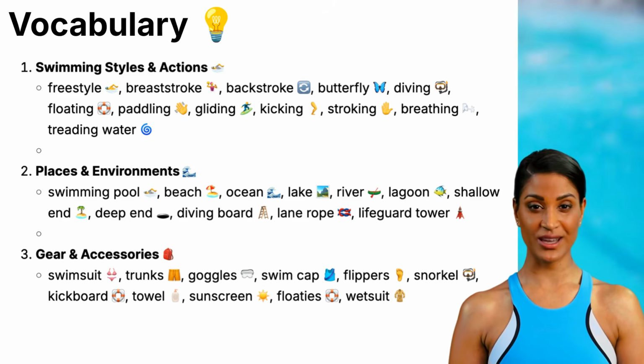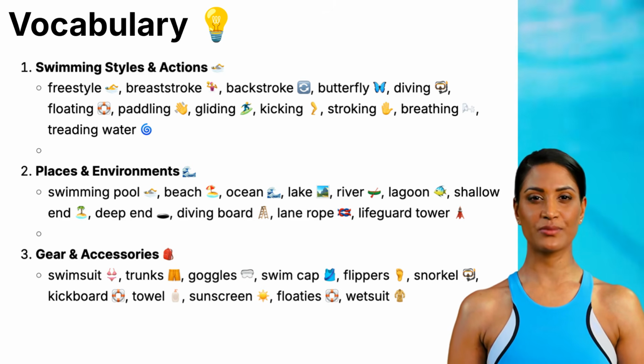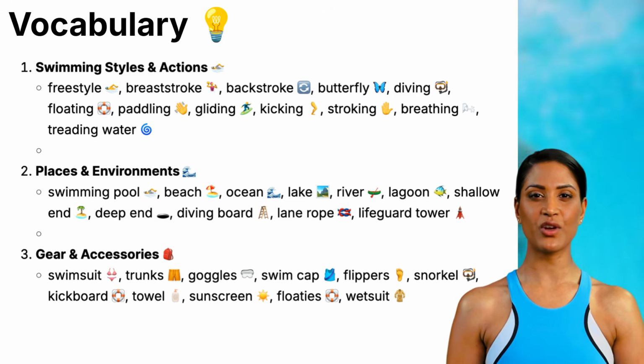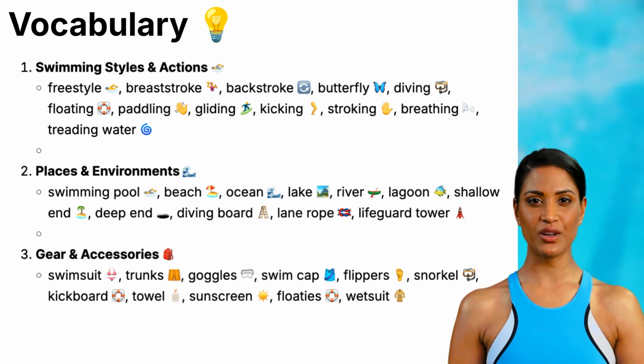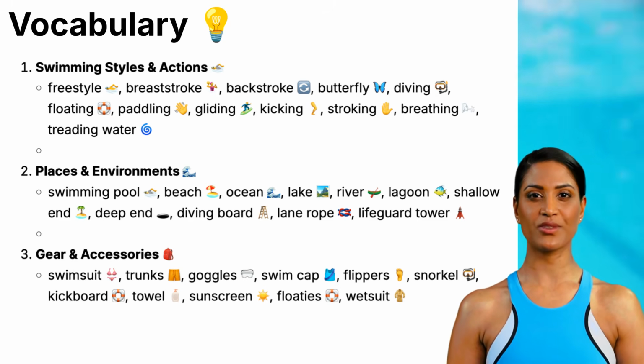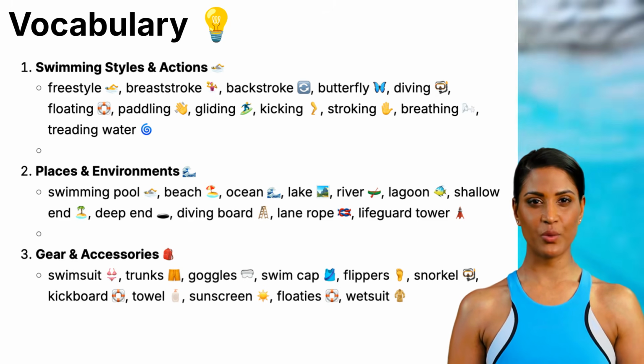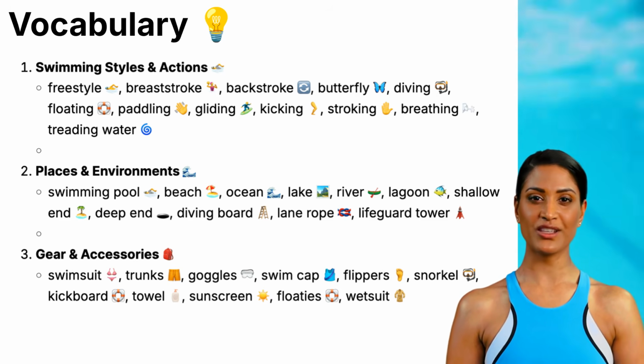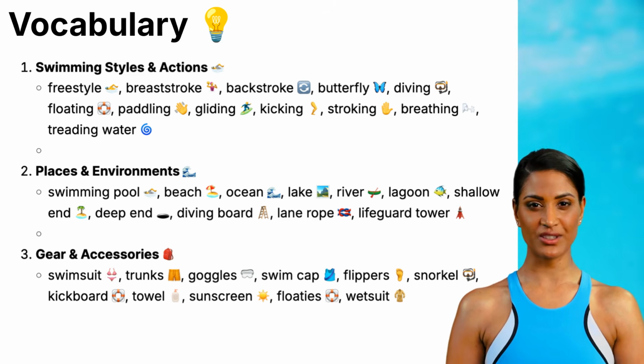3. Gear and accessories. Swimsuit. Clothing designed for swimming. Trunks. Shorts worn by men or boys for swimming. Goggles. Protective eyewear to see clearly underwater. Swim cap. A tight cap worn on the head to keep hair in place. Flippers. Rubber fins worn on the feet to help you swim faster.